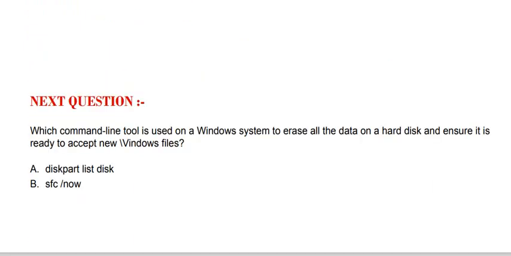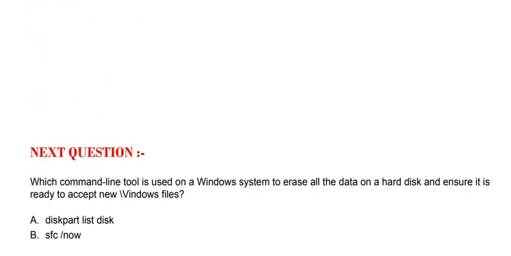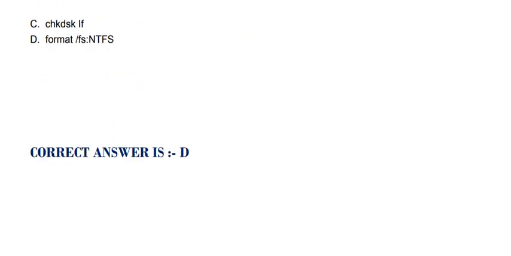Next question is, which command line tool is used on a Windows system to erase all the data on a hard disk and ensure it is ready to accept new Windows files? And the options are: option A, diskpart list disk, option B, SFC /scannow, option C, CHKDSK /f, and option D, format or FSUTIL. The correct option is option D.